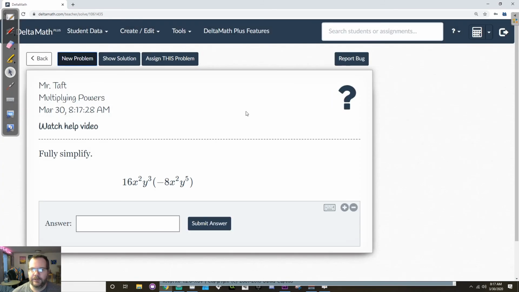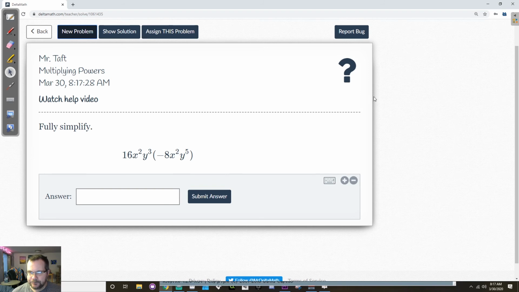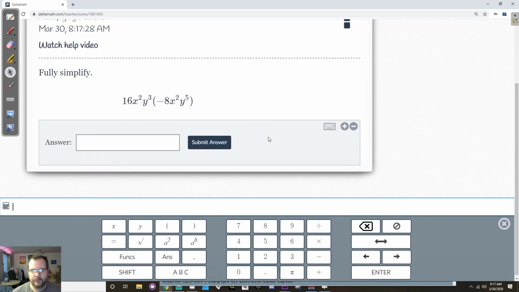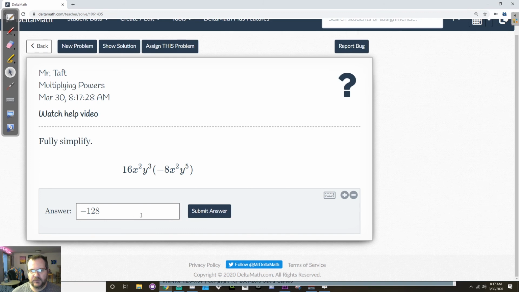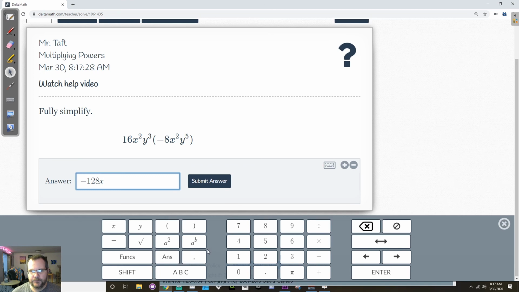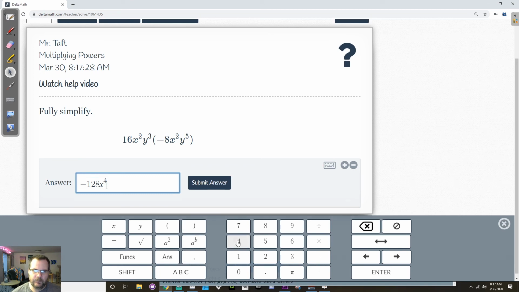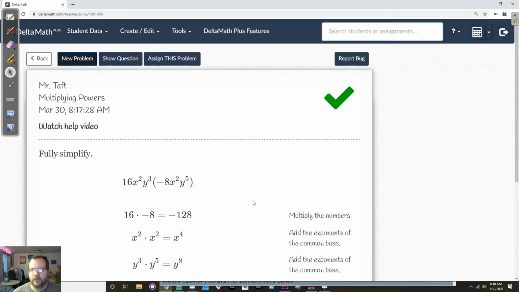Okay, let's go through another one here. So 16 times negative 8. Now, if you forgot, there's a calculator here. So if I want to do 16 times negative 8, it's negative 128. Now, this is different than the virtual keyboard, so I'm just going to get rid of that. And then x to the second times x to the second is going to be x to the fourth, arrow out of the exponent there. Y to the third times y to the fifth is going to be y to the 8th. And there we go. All right.